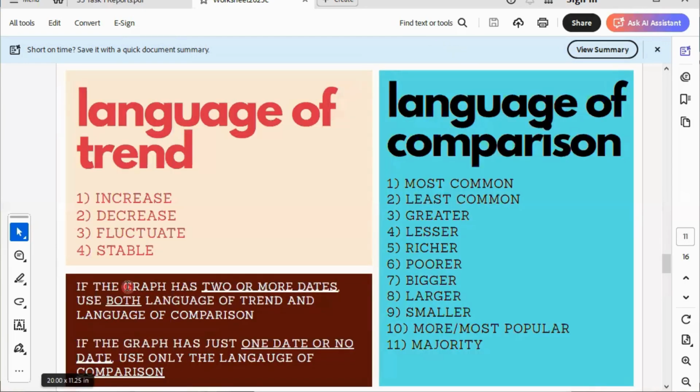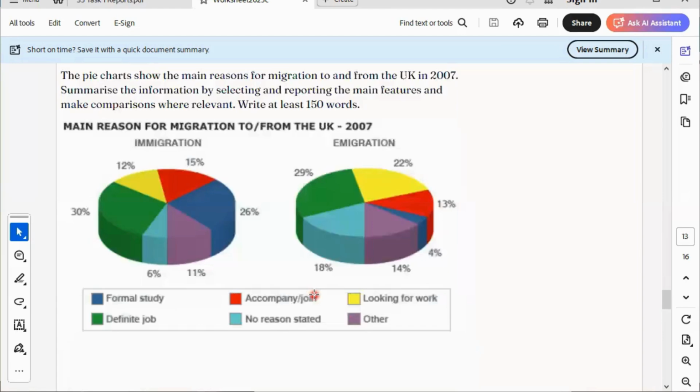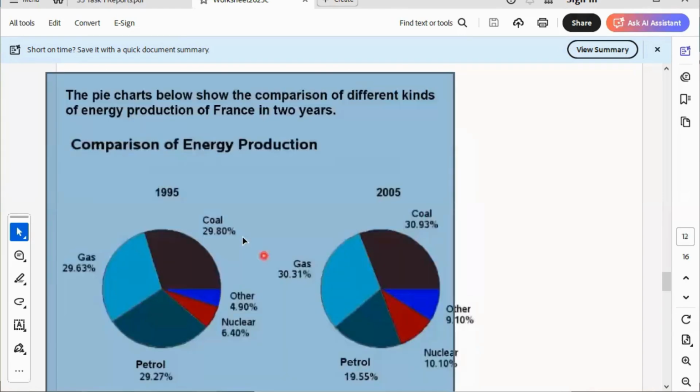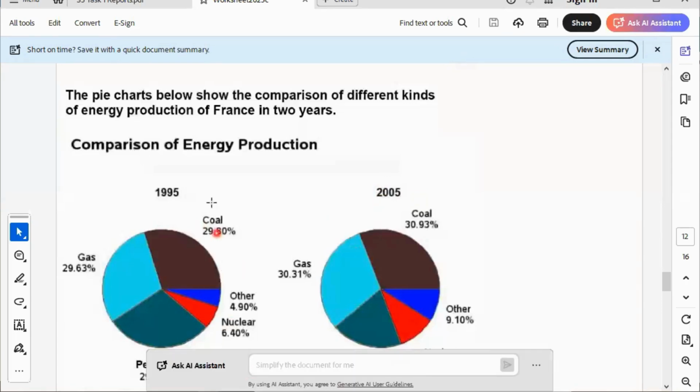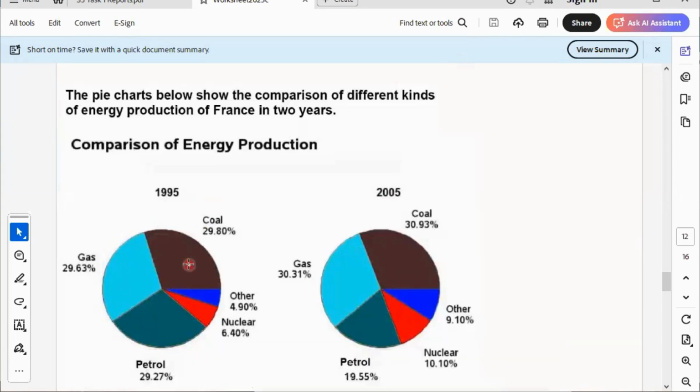The reason is that if the graph has two or more dates, and you can see that we have two dates here, 1995 is one date or one year, 2005 is another year, so we can use both. So you can say that the proportion of energy produced from coal increased. That is allowed. It increased because in 1995 it was 29.8, and in 2005 it increased to 30.93.